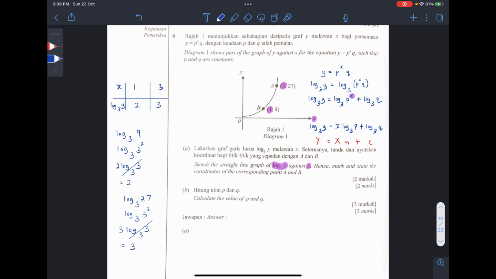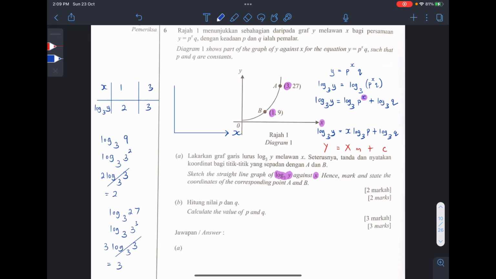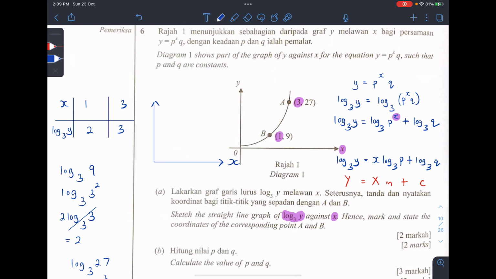Okay, so they want us to sketch a graph. So just draw your axis first. All right, you've got x over here, and you've got log 3y over here. Okay, so we actually converted from a non-linear equation to a linear equation already, so it will be a straight line. So maybe 1 and 2 will be somewhere around here. All right, this is your 1, this is your 2. All right, and 3, we can just put it somewhere around here. Okay, so this will be 3, and this will be 3 as well, right?